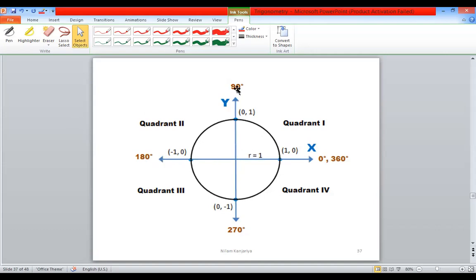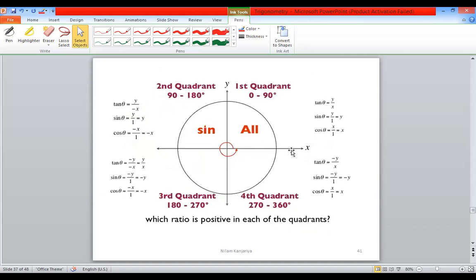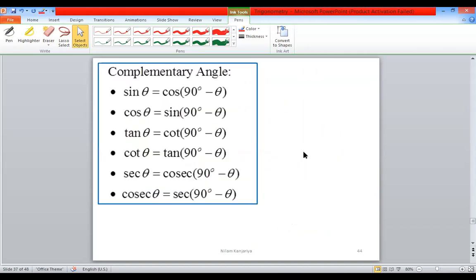So if your angle is on the x-axis, remember the one thing, okay? This is your x and this is your y. If your angle is on the x-axis, you must remember this thing.